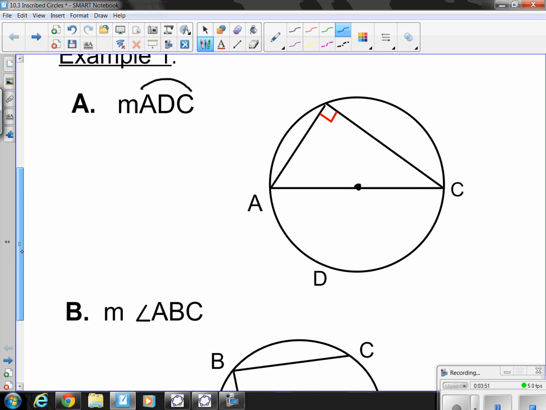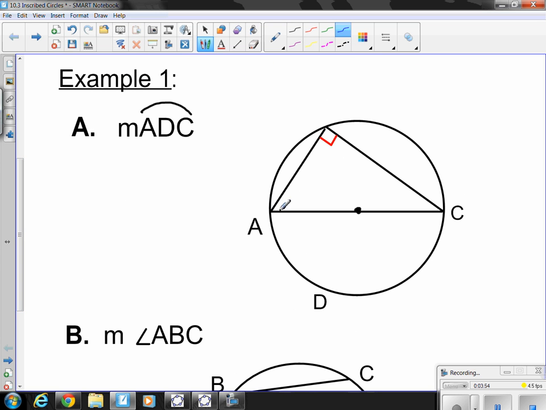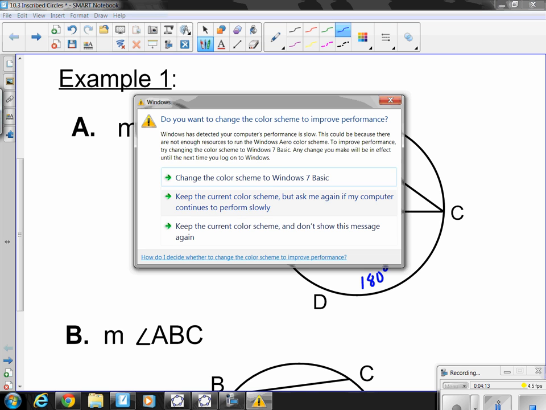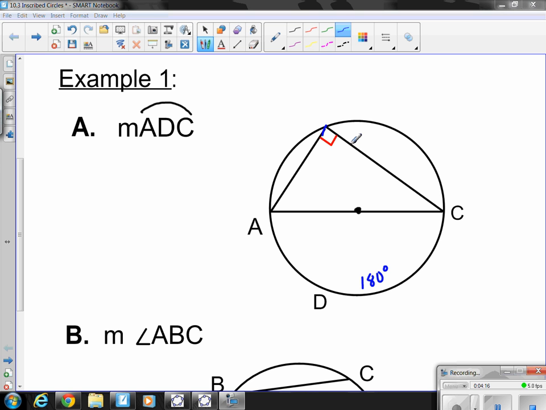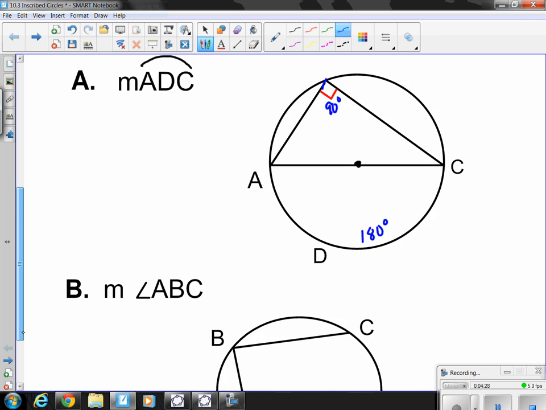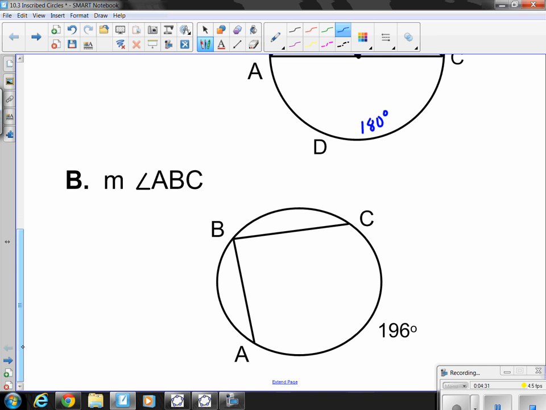So, let's look at this problem. Find the measure of arc ADC. Here's arc ADC. Remember, it's got 3 points, so it's, in this case, a semicircle, 180 degrees. That's 360 all the way around, so we know if that's a semicircle, that's 180 degrees. And does that make sense that this inscribed angle here is 90 degrees? If you double 90 degrees, you get 180. Or take half of 180, you get 90. And that'll be a theorem we're going to talk about on the next page.